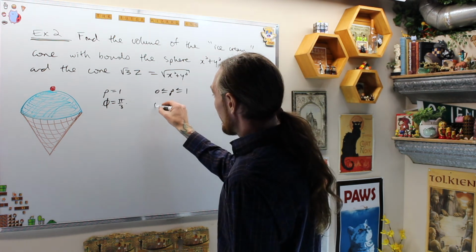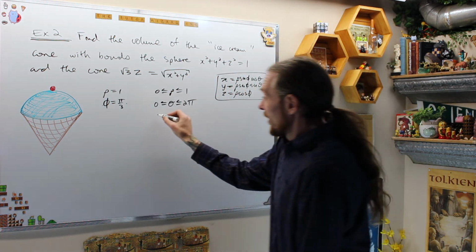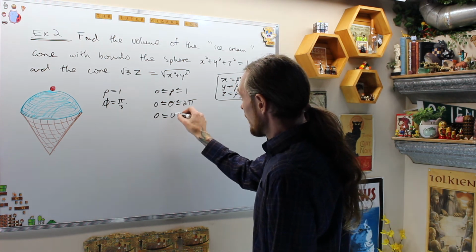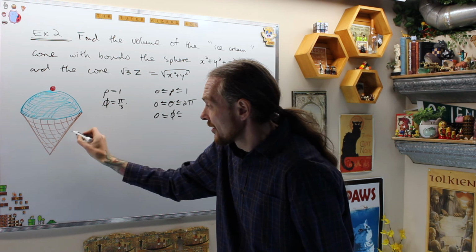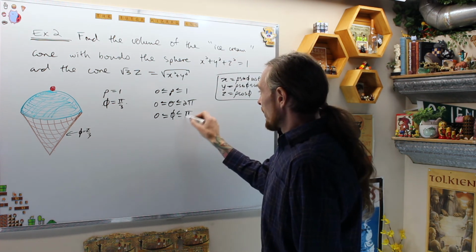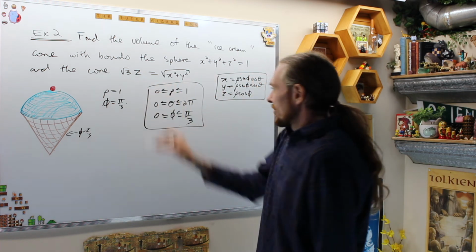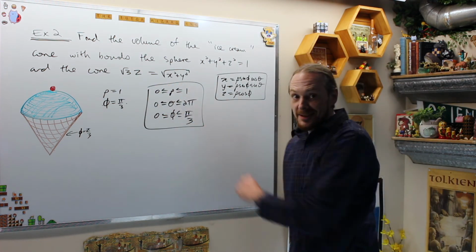And then what are we going to get? 0 is less than or equal to theta is less than or equal to 2 pi, all the way around. And then 0 is less than or equal to phi, and we're going to stop at our bound right here, which is phi equals pi over 3. So we have pi over 3. Those look like such nice numbers. Try and do that in rectilinear. Not numbers, I'll tell you that right now.